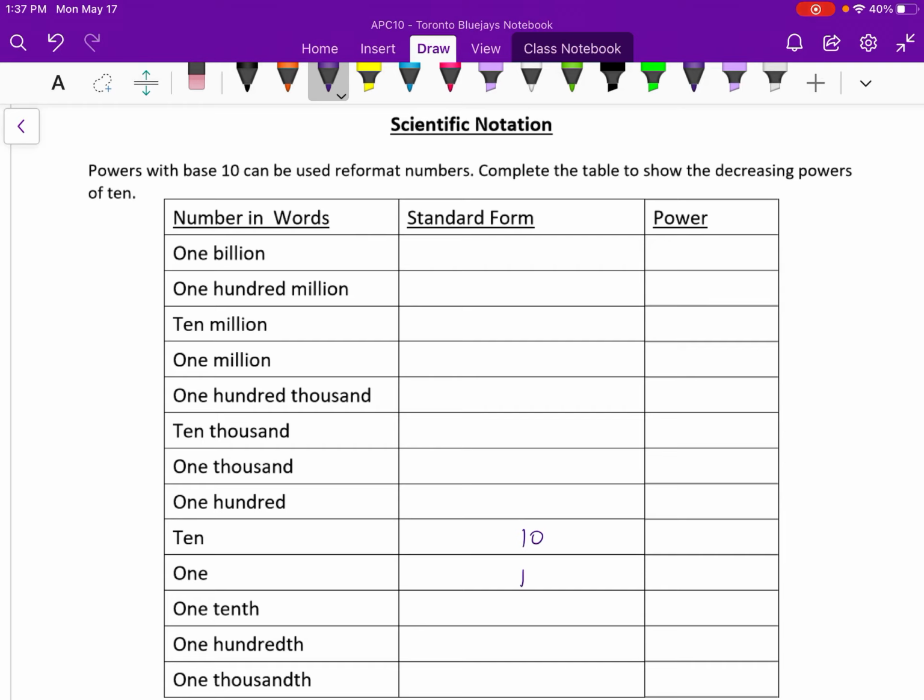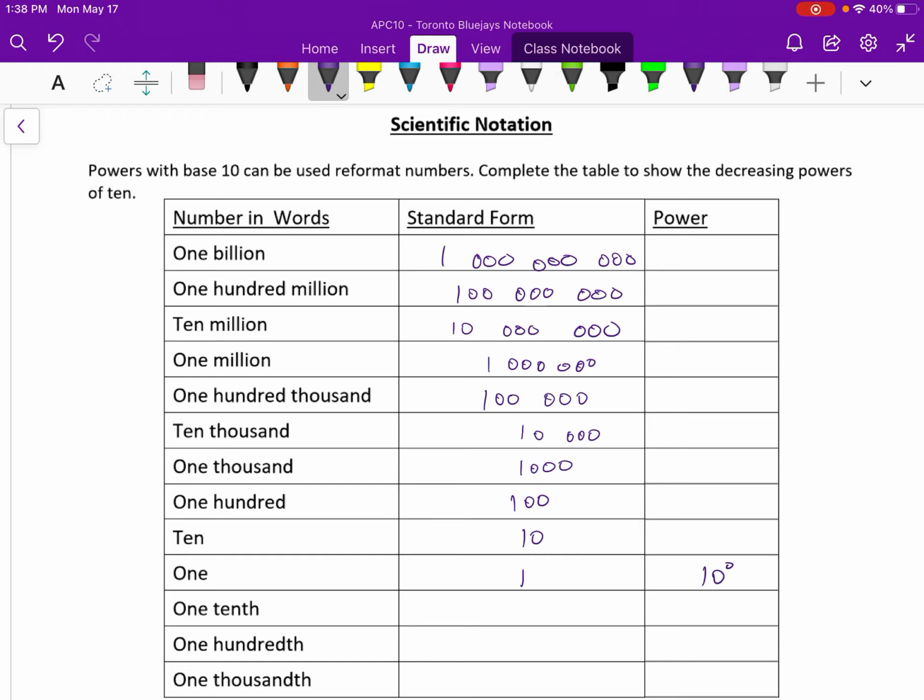There's 1. There's 10. There's 100. 1,000. 10,000. 100,000. Now, I'm sure you're getting bored, and I'm getting bored of writing down these numbers. But that's 1 million. Now, 1 billion is, well, that's a lot of numbers to write. But I'm going to write in powers of 10.